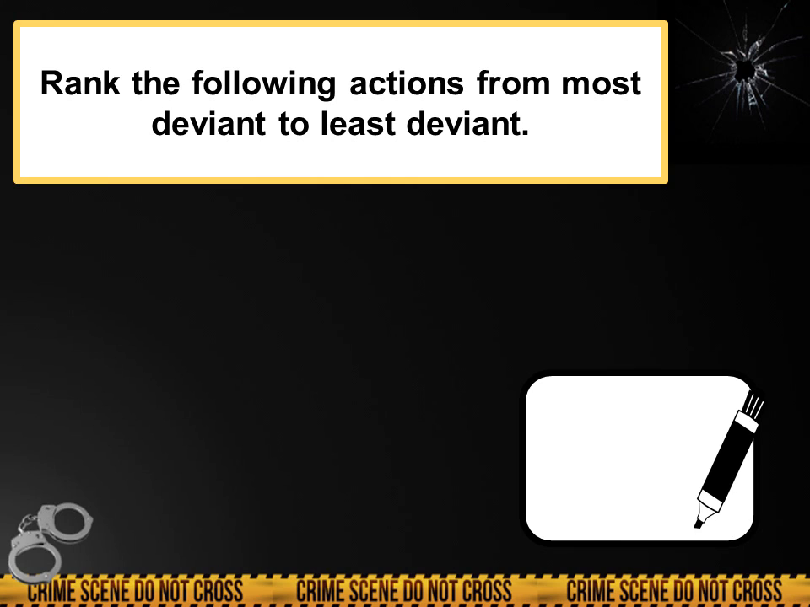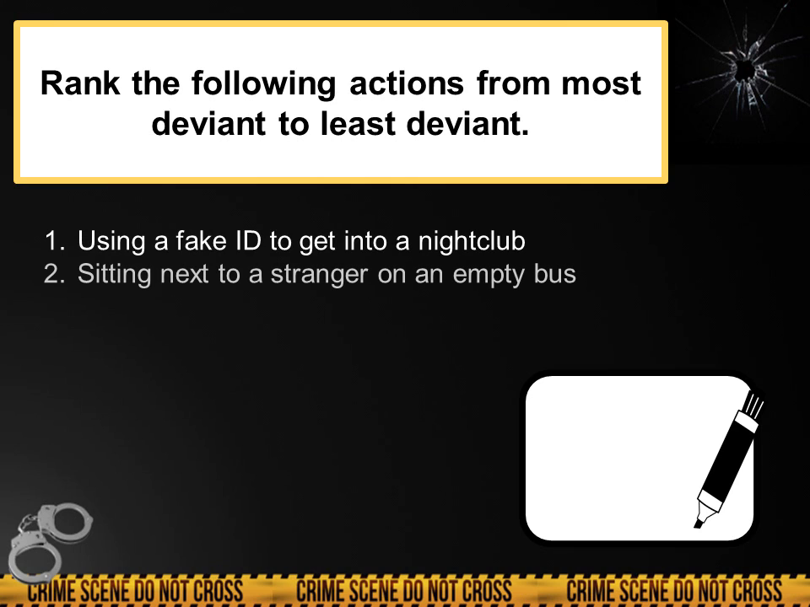Now, I'd like you to think about these actions and rank them from most deviant to least deviant. So we've got using a fake ID to get into a nightclub, sitting next to a stranger on an empty bus, stealing a jumper from a charity shop, reading a partner's text messages, smoking cannabis in the cinema. So these are all deviant.